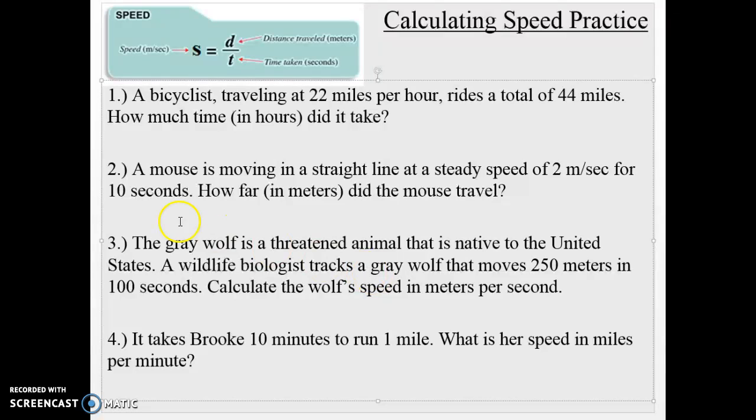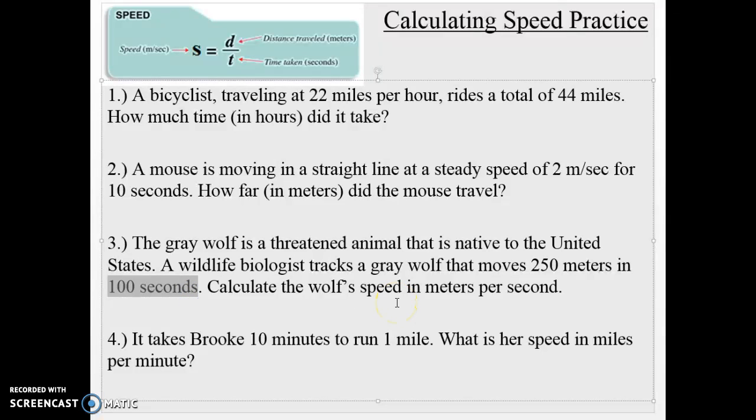Okay, number 3 says the gray wolf is a threatened animal that is native to the United States. A wildlife biologist tracks the gray wolf that moves 250 meters in 100 seconds. Calculate the wolf's speed in meters per second. Again, you're solving for the speed. Speed is distance divided by time. The distance that the wolf traveled was 250 meters, and it took him 100 seconds.